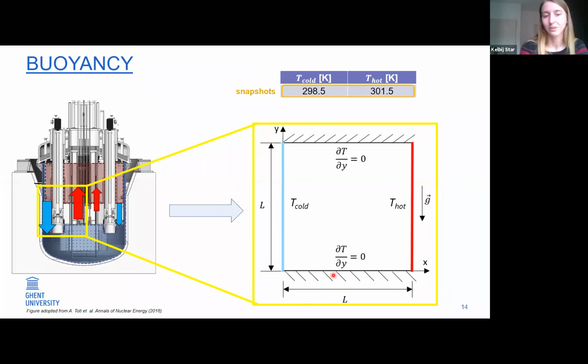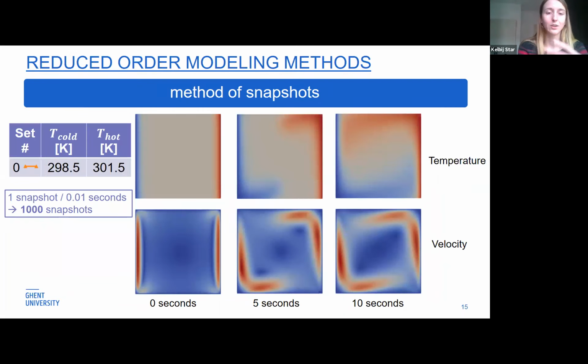If you make a really coarse representation of this, we have a 2D square. One side is at a hot temperature, the other side is at a cold temperature, and gravity is applied. This is just for, say, gas flow at room temperature. What I'm going to do is solve this numerically and then collect the snapshots over time. I just picked 2-3 time instances here, but basically I'm collecting 1,000 snapshots. So you see how the flow is developing: hot fluid is rising and cold fluid is going down.